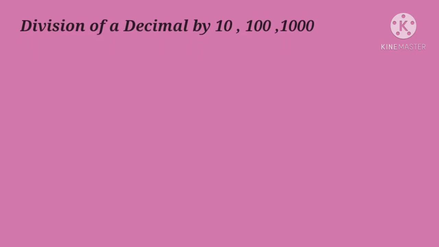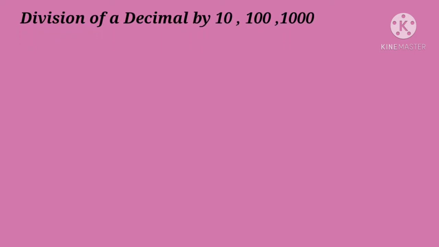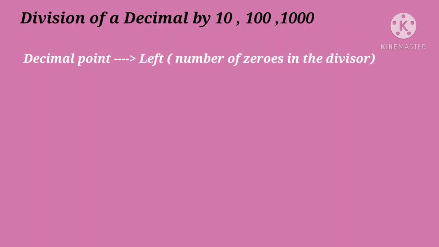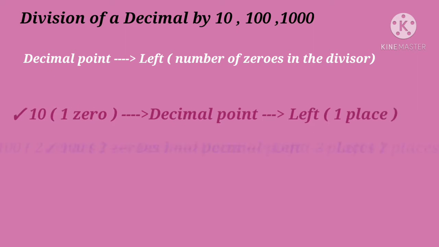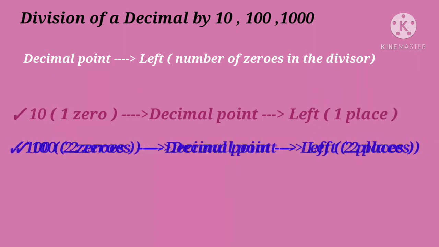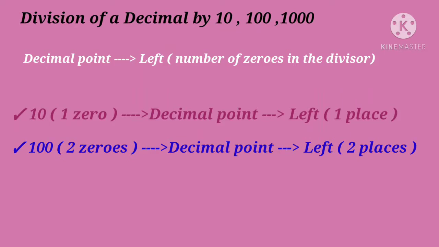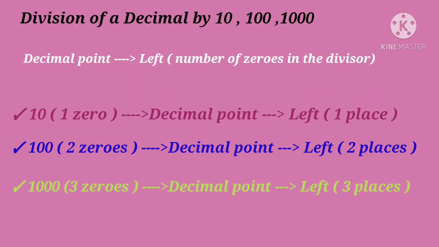0.007. Unlike multiplication, in division, the decimal point moves towards the left according to the number of zeros in the divisor. There is one zero in 10. So, the decimal point moves to the left by one place. 100 has two zeros, so the decimal point moves to the left by two places. On dividing by 1000, the decimal point moves to the left by three places. Let us see some examples.